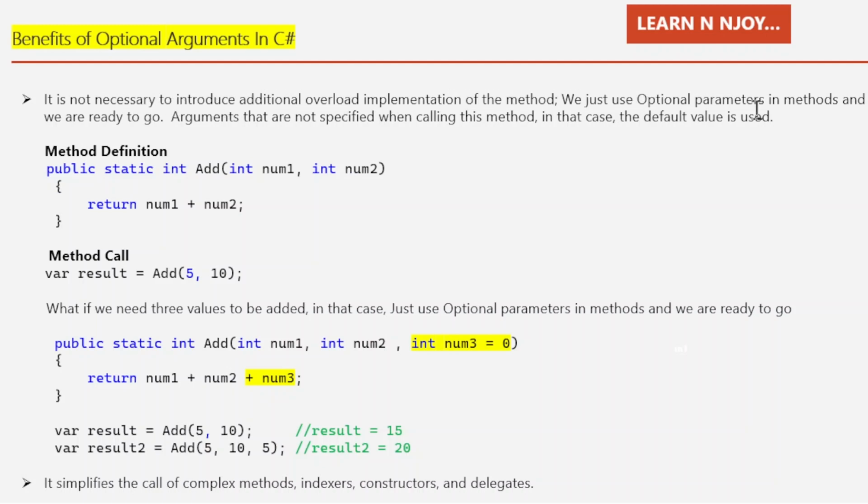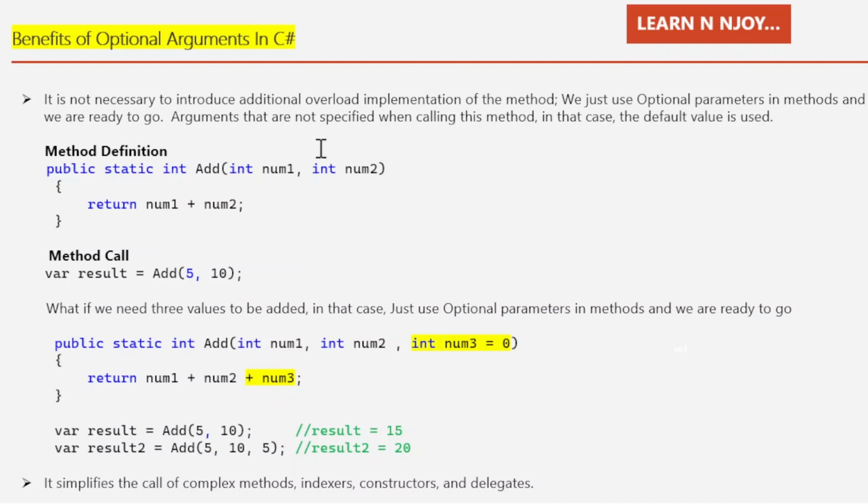We just use optional parameters in the method and we are ready to go. Arguments that are not specified when calling this method, in that case the default value is used. Let's consider this scenario. We have one existing method and different calls are made to this method from various places. And there is a need to add a new parameter to this method, but we don't want to disturb all the calls that were being made to this method.